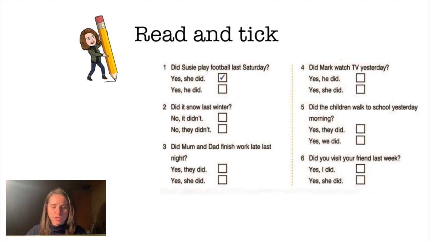Number 2, did it snow last winter? No, it didn't. Почему it? Потому что снег не живой. Это оно. Оно, это значит it на английском. So, no, it didn't. Number 3, did mom and dad finish work late last night?